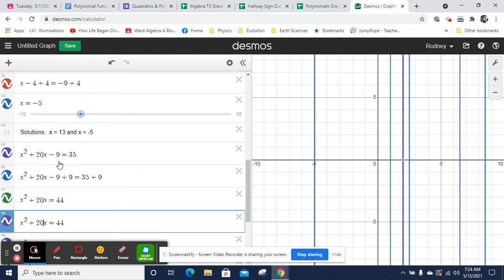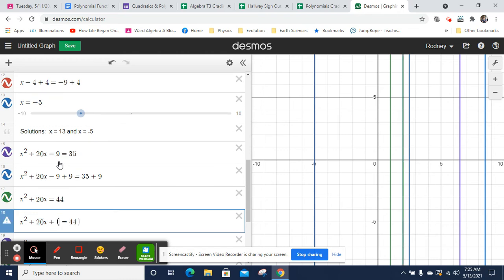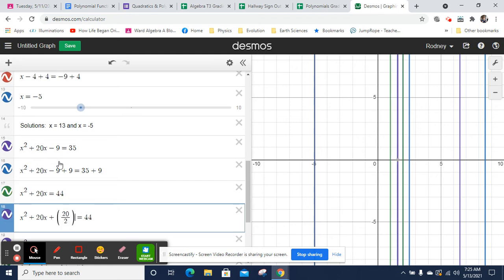So I'm going to look at my first term, my lead coefficient is 1, so I'm not worrying about things being doubled or tripled or something. So all I've got to do is figure out half of 20, and I've got to square that. So I'm going to say half of 20, so 20 over 2, which will be squared. And I'm going to do the same thing over here.